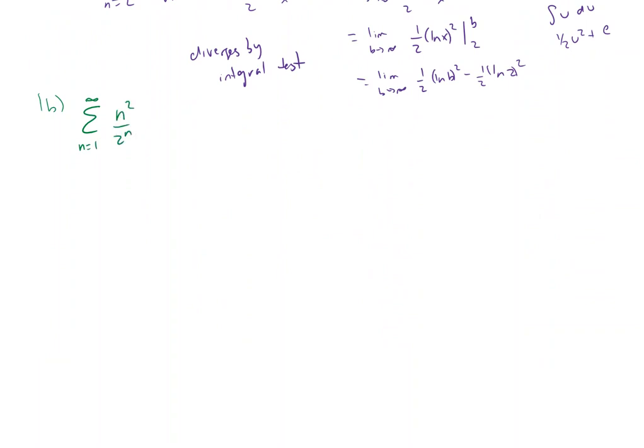Okay. Again, instincts for me, 2 to the n, getting there pretty fast, exponentially fast. The numerator, not so fast. It's a polynomial. My instinct is converge. Let's see if we can prove it. When I have an exponential function, I love using the ratio test.